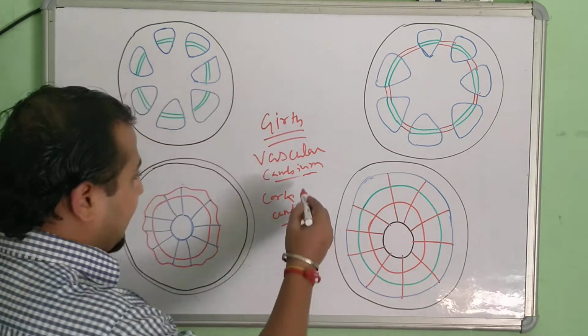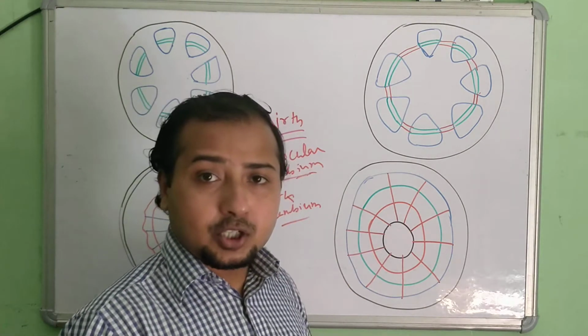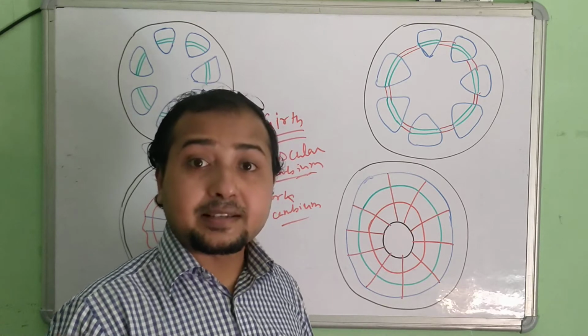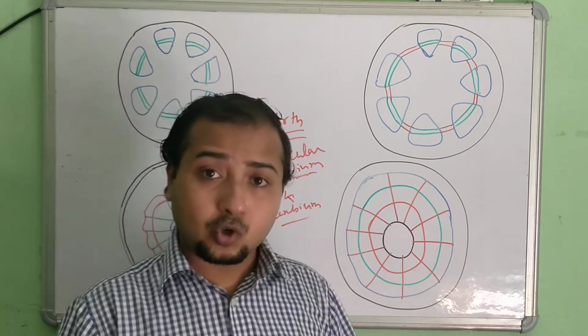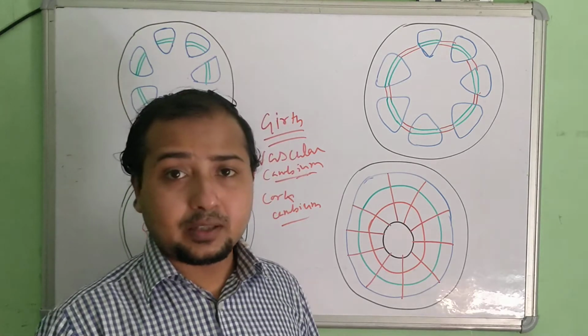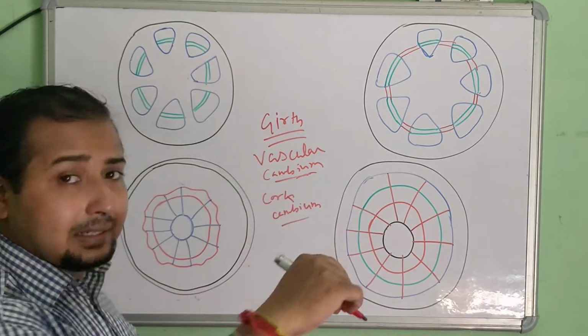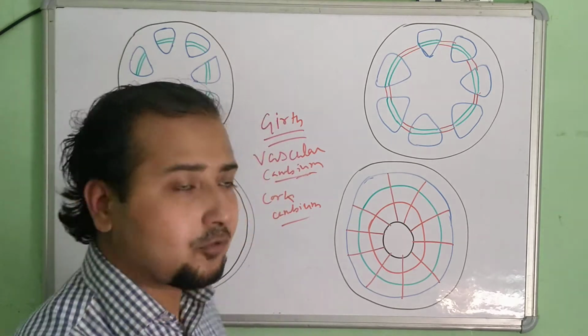Now, when the term cambium comes, it means a special tissue layer which is actually responsible for secondary growth. So this cambium we will not see in the monocot. It is visible in the dicot only. These cambium tissues are present inside the vascular bundles, in between the xylem and phloem.